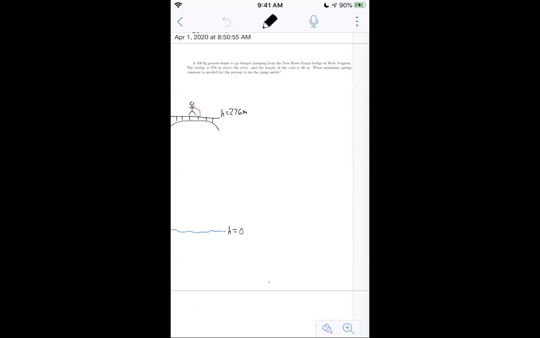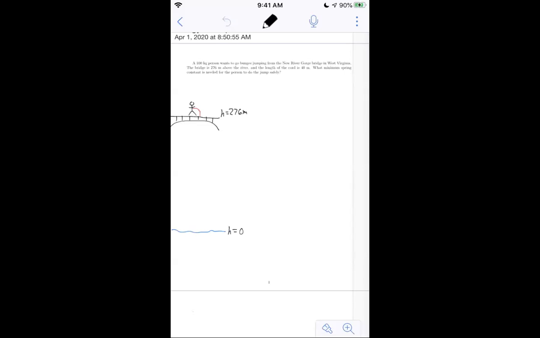The bridge, I looked this up, is 276 meters above the water, above the river, and a common length for a bungee cord is 40 meters. So the question we have here is, what would be the minimum spring constant for the bungee cord that would be needed for the person to do the jump safely?